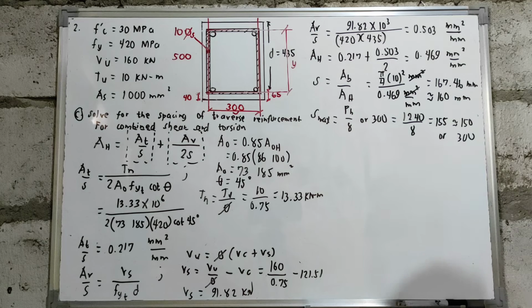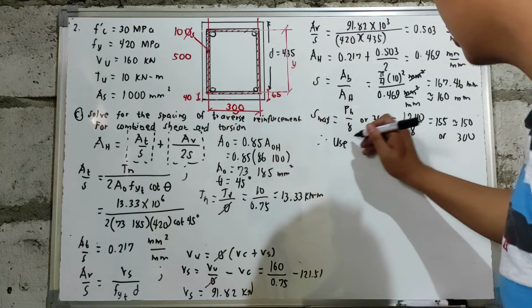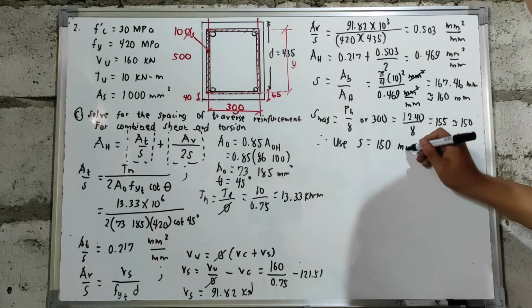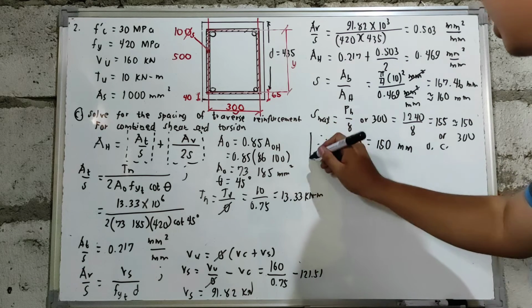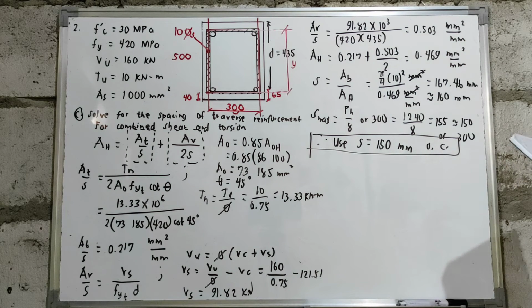That is 150 mm or 300 mm. So, from this, we have three choices for spacing: 160, 150, or 300. Therefore, we are going to use the lowest spacing, which is 150 mm on center. So this will be your answer for our transverse reinforcement.